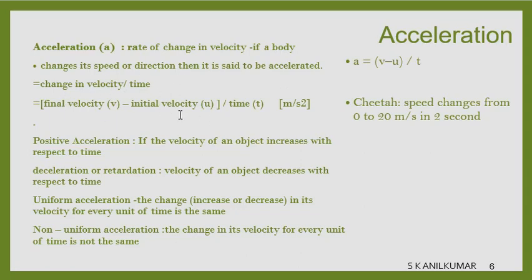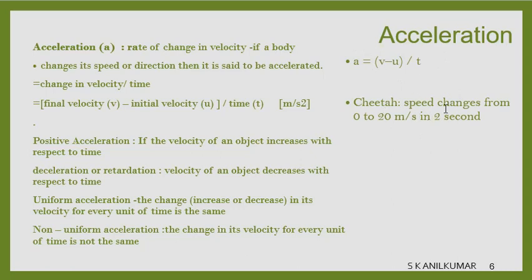How? Final velocity minus initial velocity by t. v is the final velocity, u is the initial velocity, so v minus u by t. How is it measured? Meter per second square. So acceleration equals final velocity minus initial velocity by time, in meter per second square.